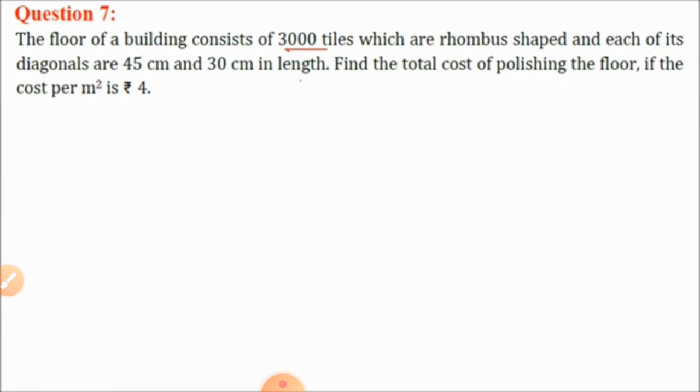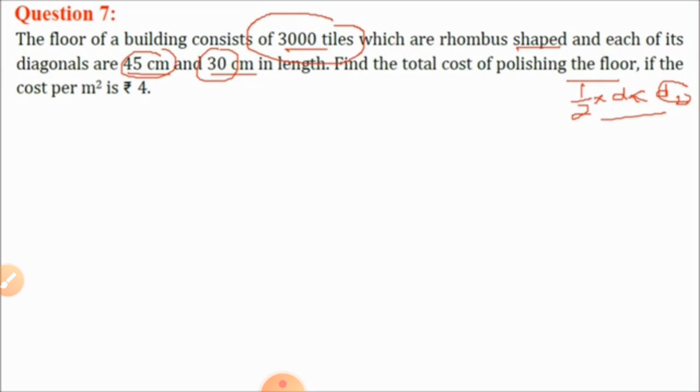Yes, my dear student, here is question number 7. The floor of a building consists of 3000 tiles which are rhombus shaped, and each of its diagonals are 45 cm and 30 cm in length. Find the total cost of polishing the floor if the cost per meter square is rupees 4. We have the formula half d1 into d2 for rhombus diagonals. So one tile's area is this, and there are 3000 tiles. Will you find it for 3000 tiles?